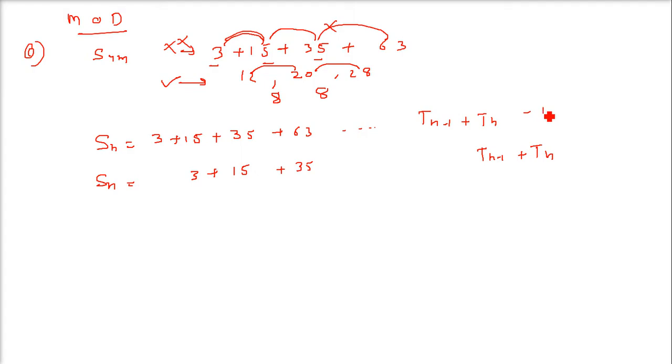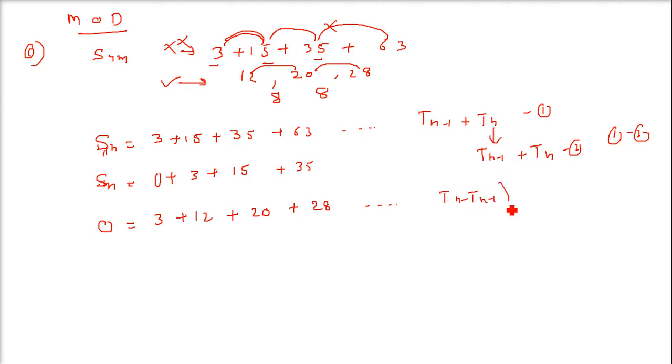Subtracting, this is 1 and this is 2. So we are subtracting 2 from 1. So 1 minus 2 we are doing. So what do we get? Sn minus Sn, this is 0. Here 3, let us assume this is 0. 3 minus 0 is 3. 15 minus 3 is 12. 35 minus 15 is 20. And then we have 28. And then we go up to Tn minus 1, this one. And finally you have Tn.